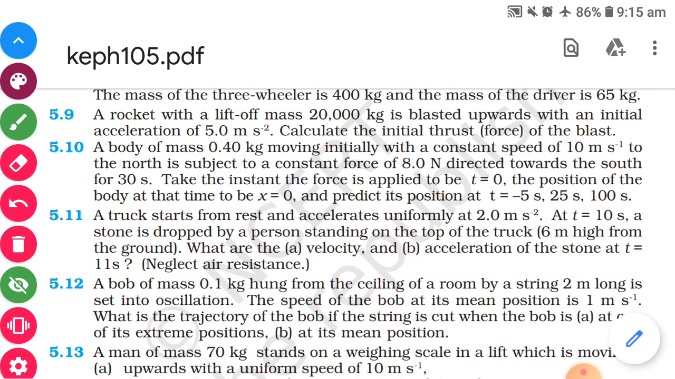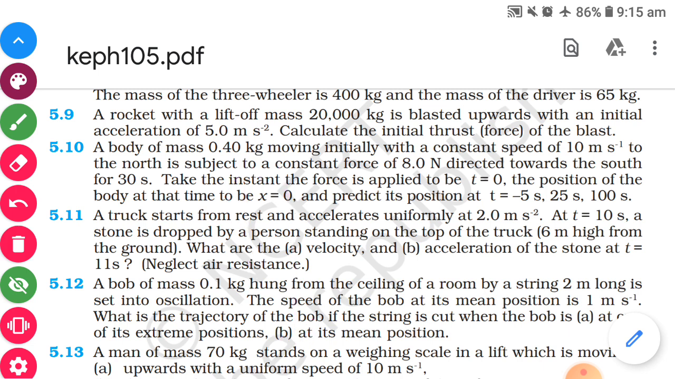The 8 newton force is directed towards the south for 30 seconds. You are applying this force for 30 seconds and this phenomenon occurs. The object was moving in this direction, stops, and then it changes and goes in this particular direction.